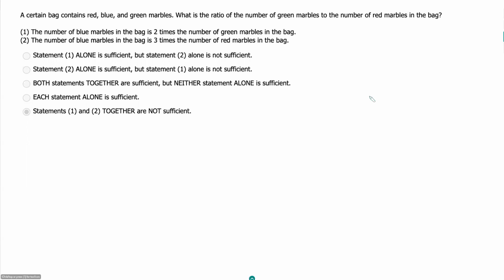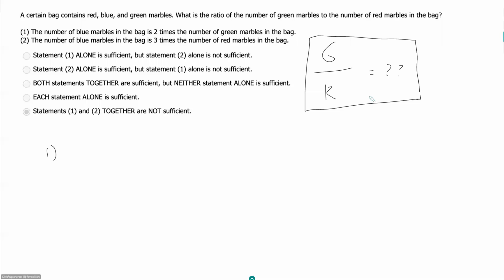A certain bag contains red, blue, and green marbles. What is the ratio of green marbles to the number of red marbles in the bag? So we are looking for our greens over our reds. And they don't tell us anything about our three different colors of marbles. So we've got to look at our statements.